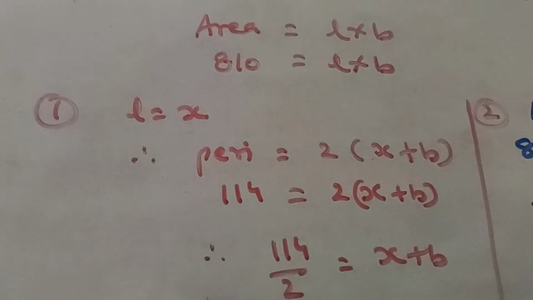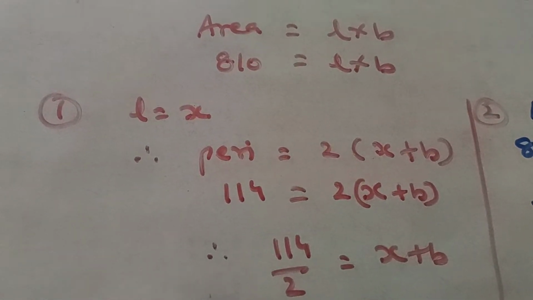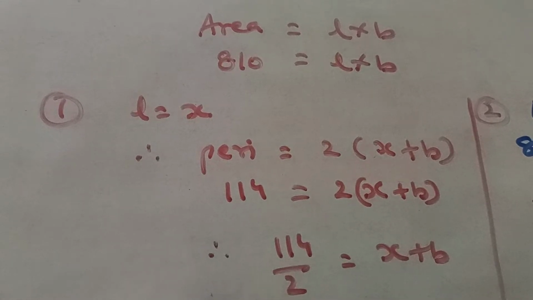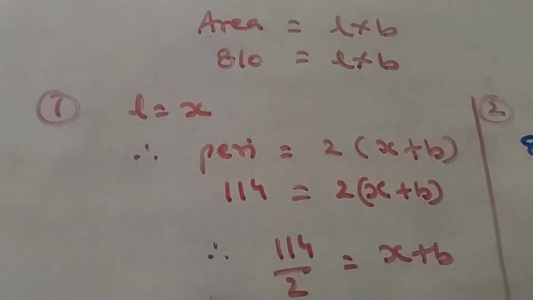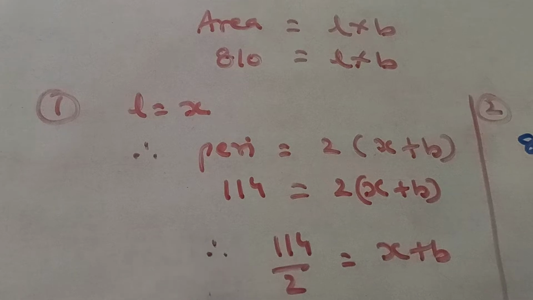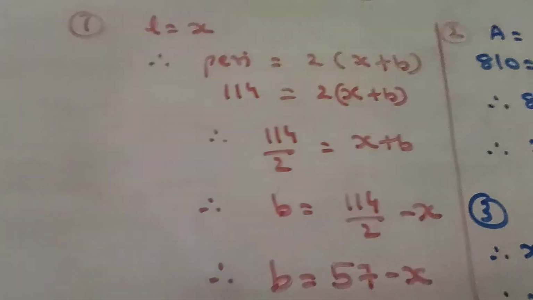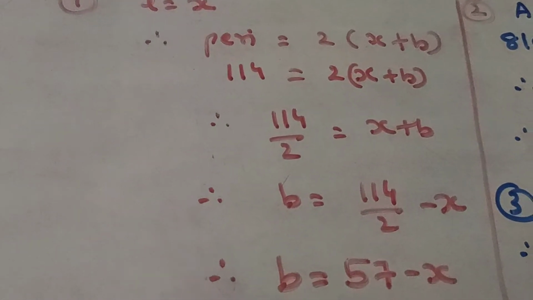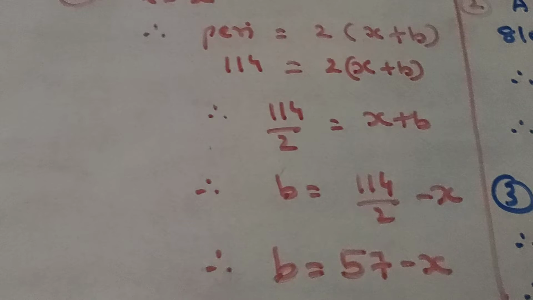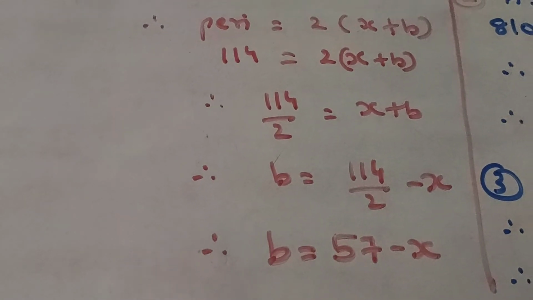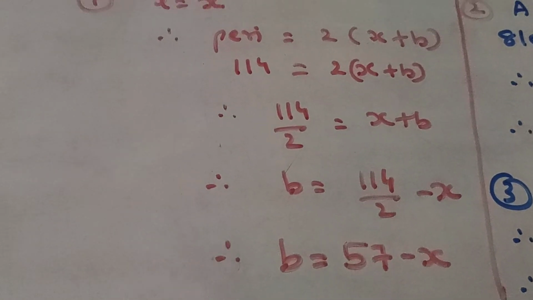So perimeter is equal to 2 bracket L plus B. So we'll write perimeter is equal to 2 bracket x plus B. In place of L we are writing x. So now 114 is equal to 2 bracket x plus B. 2 goes down, so it becomes 57. 57 is equal to x plus B. x goes this side, so it becomes minus. So we get answer B is equal to 57 minus x.